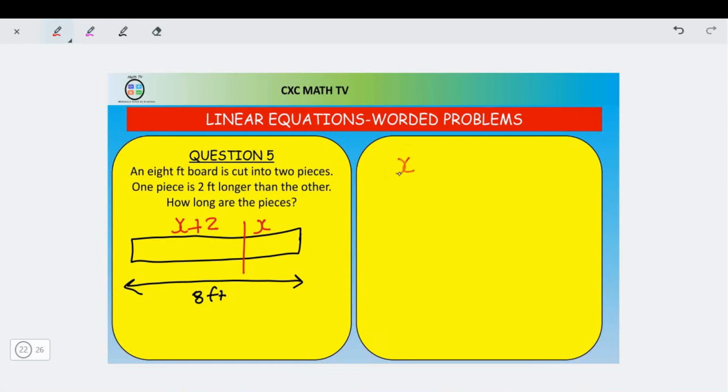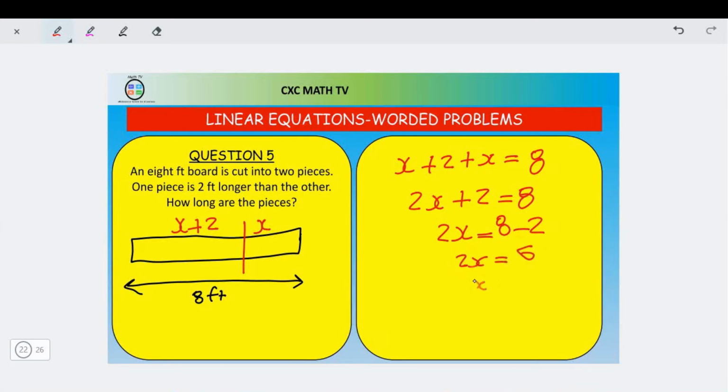So what do we know? We know that x plus 2 plus x equals 8. So 2x plus 2 equals 8. Bring the 2 to the other side: 2x equals 8 minus 2, so 2x equals 6, and so x equals 3. Remember, one piece is x plus 2, so the first piece is 5 feet, and the second piece is 3 feet. And that's it. Really nice.